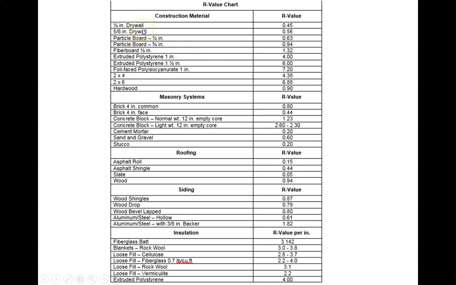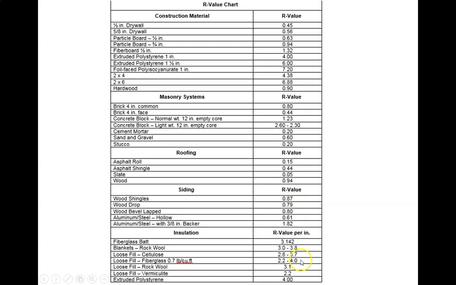So drywall is in most newer houses' walls, or by most I mean all. It's got an R value of 0.45, which is not real high. If we go to some actual insulations, you get R values. This is just for 1 inch. It's got an R value of 7, which is pretty good. Brick and some things have R values. They're not great, but they do have R values.